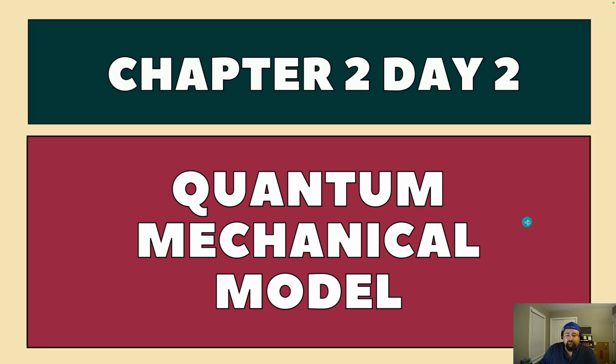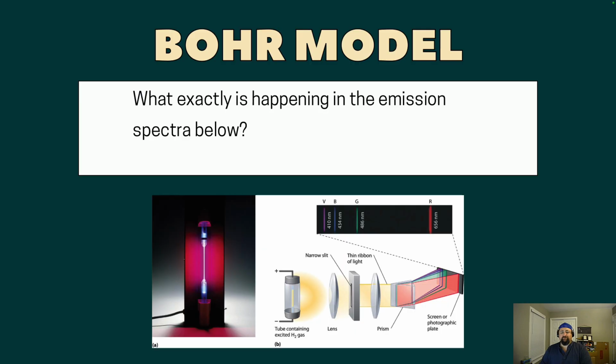All right, today we'll be talking about the quantum mechanical model of the atom. So before we do, we need to first review where we're at. And so what's happening in that emission spectra and what's the Bohr model? And so when we're looking at this, we're seeing exactly what we saw in the lab.